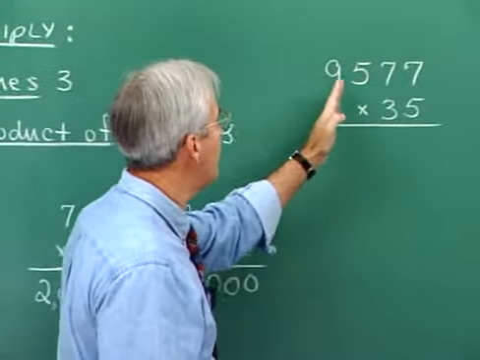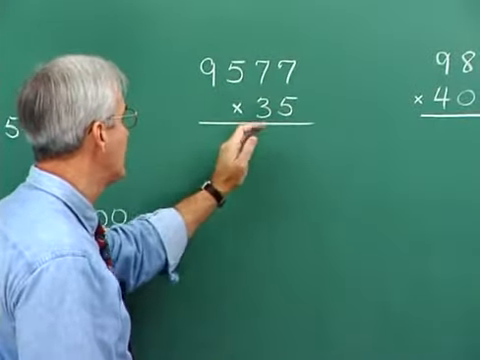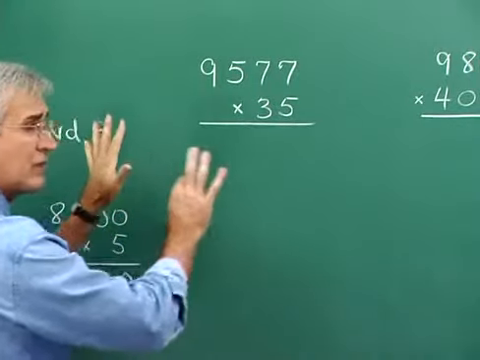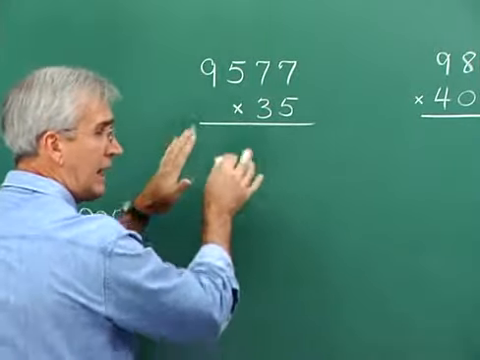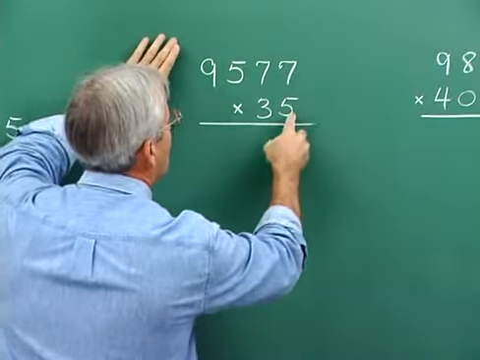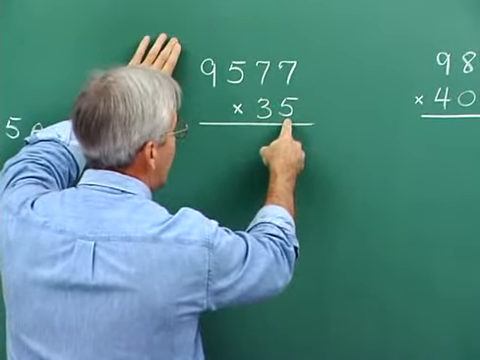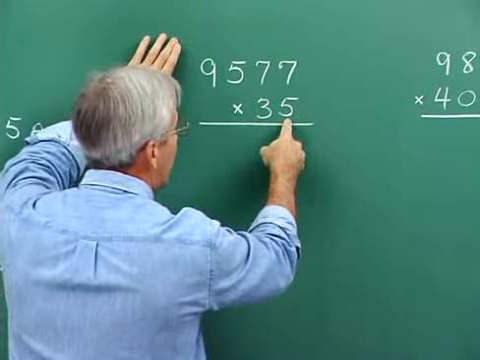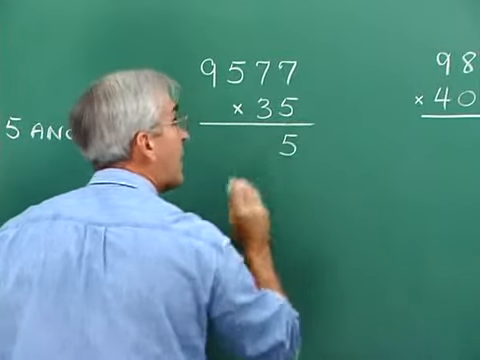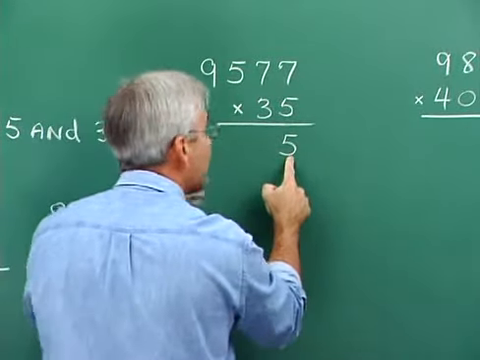Here we have 9,577 times 35. Now, we have a lot of this carrying business going on here, and we just begin with the 5 digit, and we multiply right to left up above. We have 5 times 7, 35. In that 35, I'll write the 5 and carry the 3.